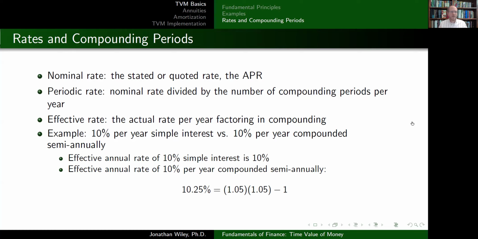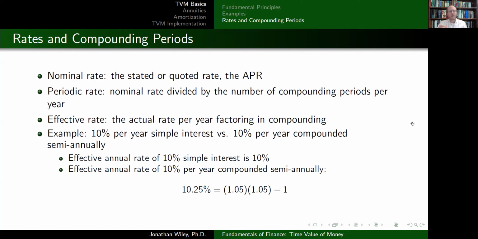But if I have the second example, which is 10% per year compounded semi-annually, what's going to happen there is we're going to take the 10% per year that's being compounded semi-annually. There are two semi-annual periods in a year. So I'm going to take the 10% divided by 2, and I'm going to get 5% per 6 months. So really what's going to happen is at the end of the first 6 months, we're going to get 5%. Then for the second 6 months, I'm going to get another 5%.